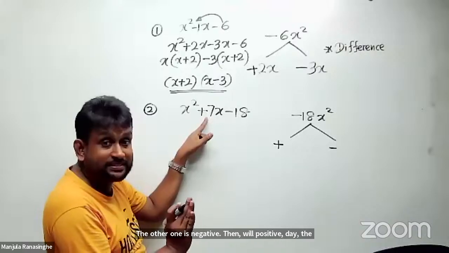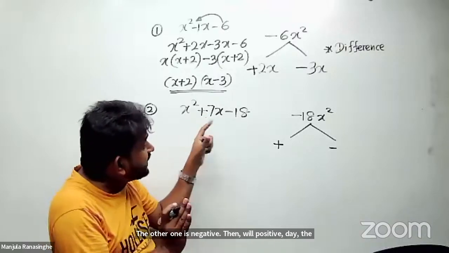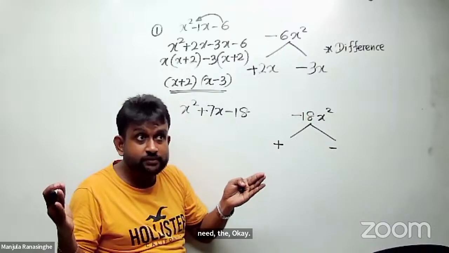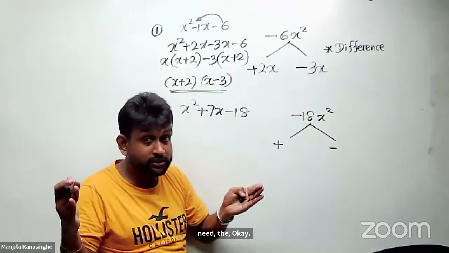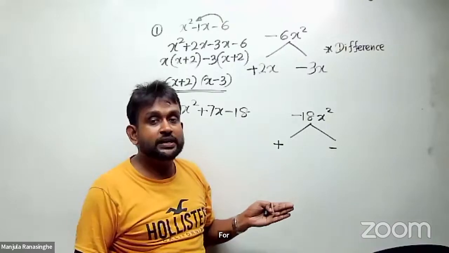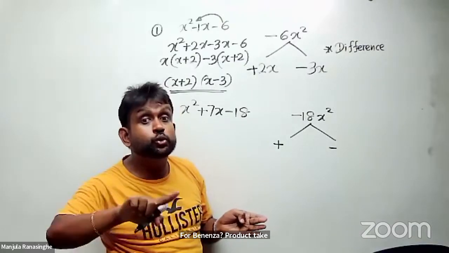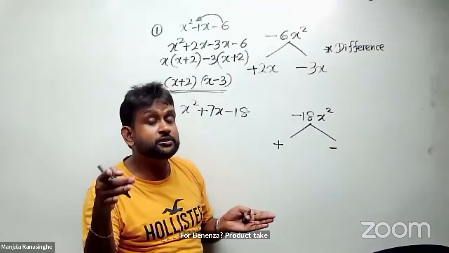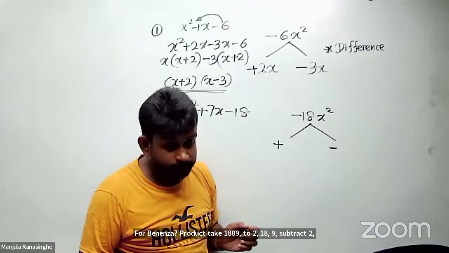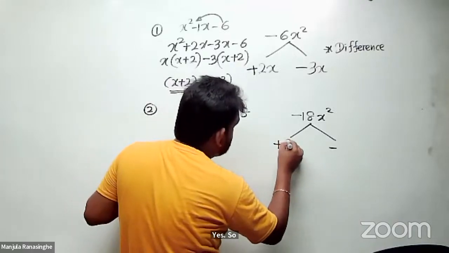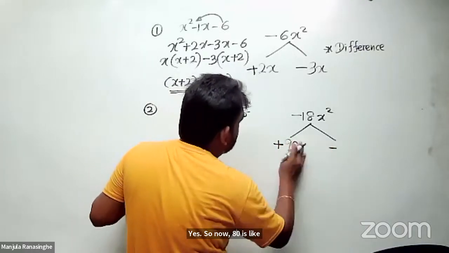7 විතර පස්සේ sign එක දාමු. Difference 7 එක වෙන product එක 18 වෙන couple එක ගන්න. වෙනස 7ක් වන product එක 18 වෙන්නේ කාගෙද? 18, 9 into 2. 18, 9 subtract 2. Subtract කරලා බලන්න දැන් 9 subtract 2, 7. Yes. So now it is like 9x into 2x.